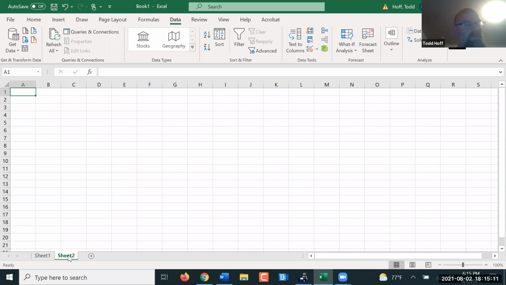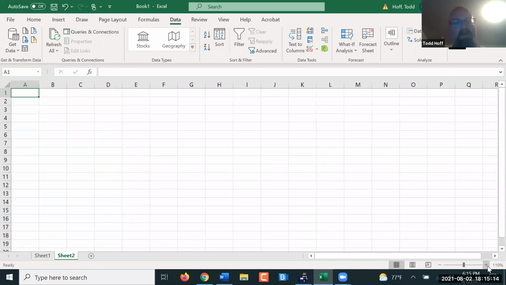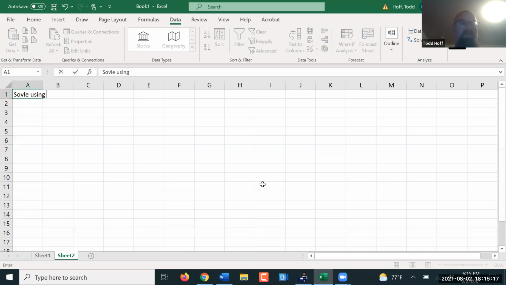Now, the next one I want to solve is one that is in the homework. It asks you to solve using duality. I want you to minimize the function c equals 2x plus y plus 2z, subject to the constraints 3x plus 2y plus z is greater than or equal to 100, and 2x plus y plus 3z is greater than or equal to 200.